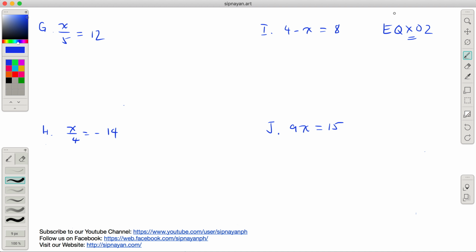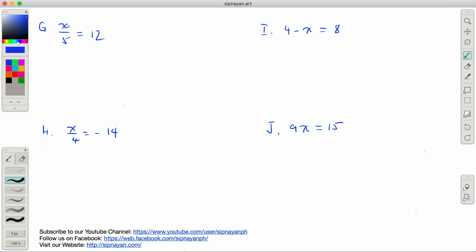For example, how do we solve equations? So it's really worked examples. We don't discuss concepts much, because I think we have had a lot of discussion on the concepts of equations, so we don't need to repeat them. We need many examples. Okay, so we'll start our discussion here in letter G, x over 5 equals 12. Letter G, because we already had the previous ones in the previous video.